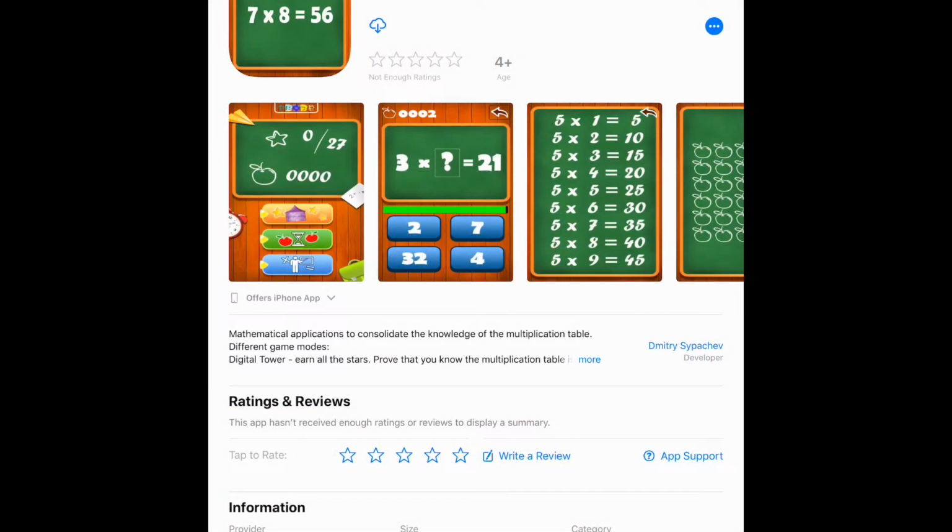I would like to introduce an app for you so you can practice your multiplication table. I went on the iTunes store and typed in multiplication for kids, and I found there are many apps for multiplication. But this one doesn't require you to sign up for an account, and it doesn't require you to pay for unlocking certain functions, so you can simply download it and play with it right away.